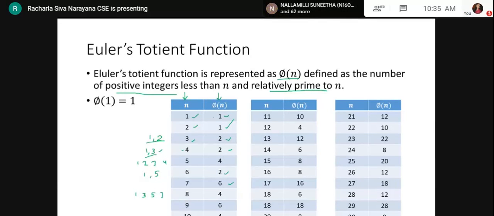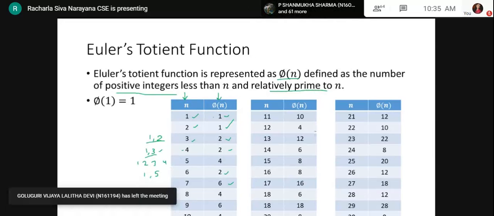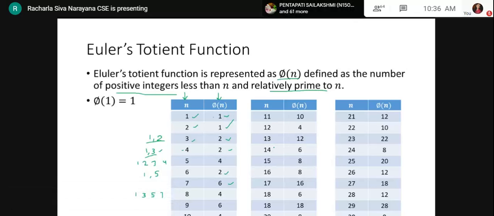So in this way we can find the totient function for any number. For larger numbers we have some shortcuts to find Euler's totient function. So we will discuss them now.